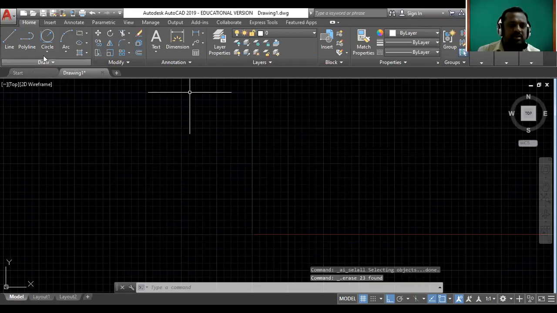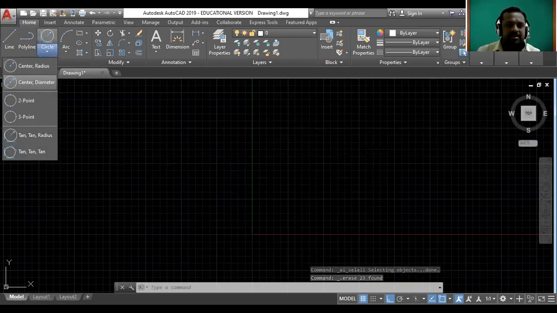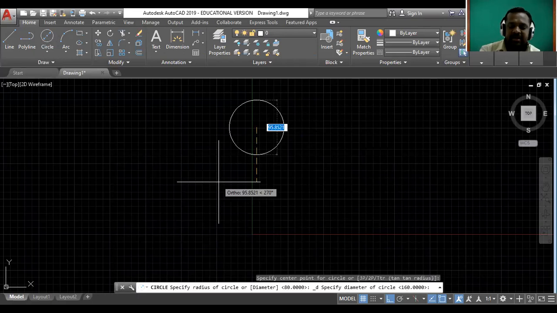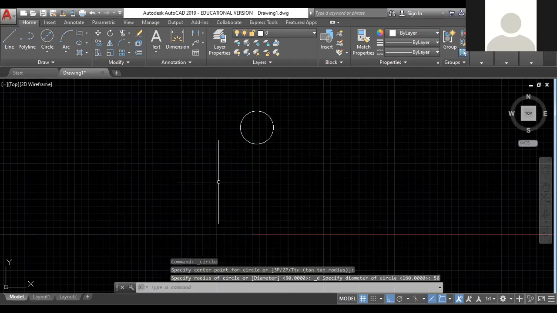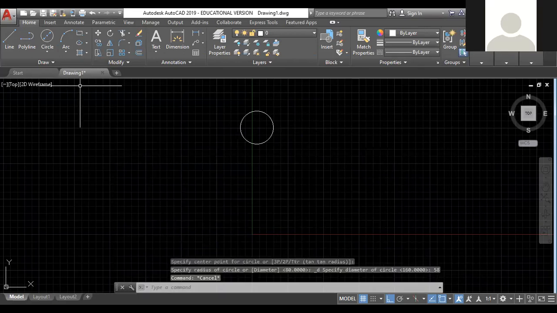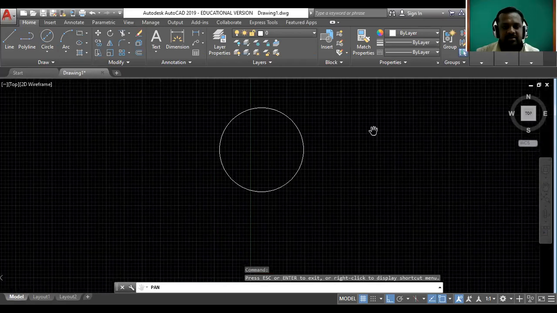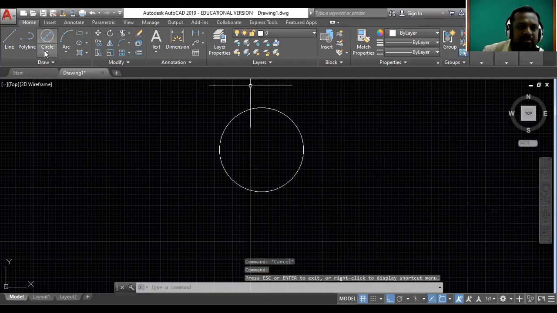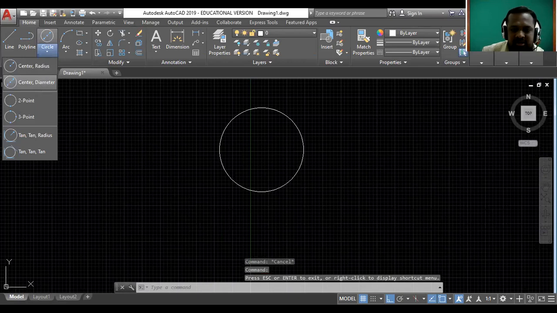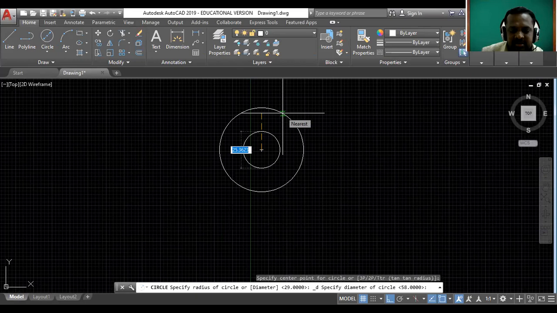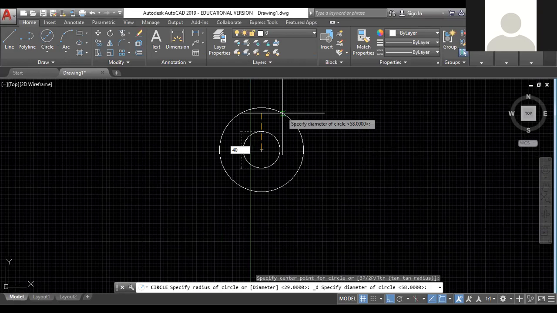Okay, then go to the circle and select the diameter circle, na? Because they have given the diameter. What is the diameter of that big circle? 58, na? Okay, 58. Okay, so this is the 58. Then again we have to draw one more circle here. Now what is the diameter of that circle? Yes. 40. 40, na? Haan, sir. 40.